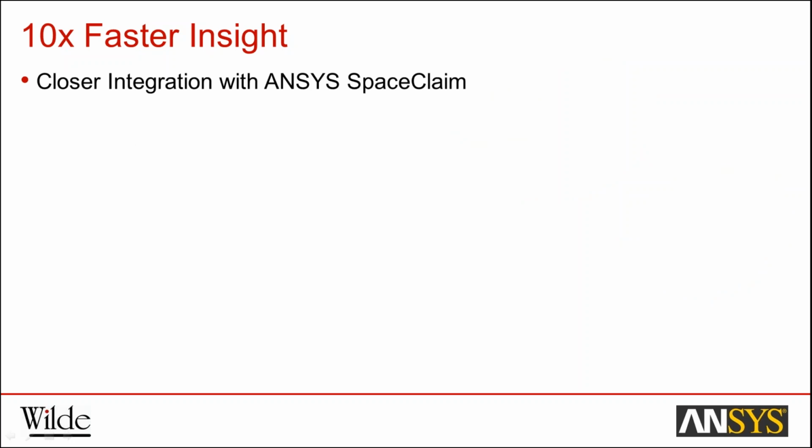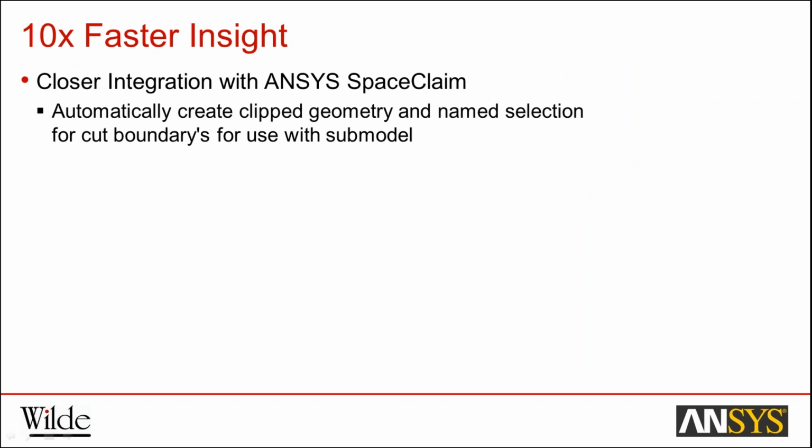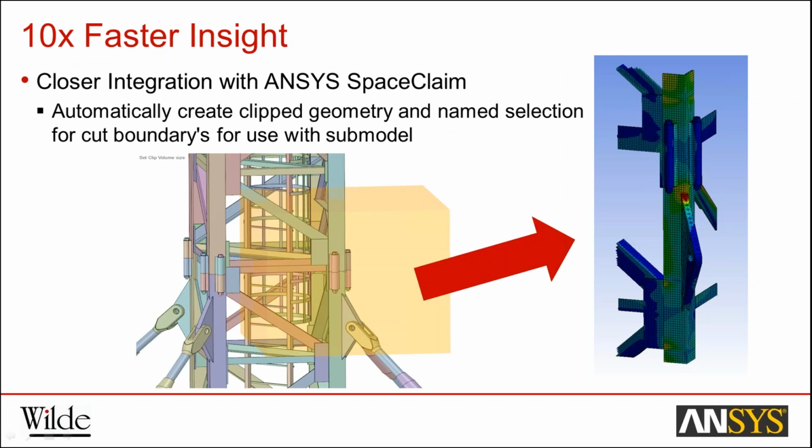So if we start to look at some of the updates to SpaceClaim, the first one is we've now got an automatic tool for creating clip geometry and a named selection for the cut boundaries when we're creating submodels in Workbench. So what we'd use this for, if we're using submodels in Workbench, we can define a clipping volume in SpaceClaim. SpaceClaim will then automatically clip the geometry. It will also automatically create a named selection that will be imported into ANSYS Mechanical of all the cut boundaries that we can then use in Mechanical to define our imported loads from our global model. So this just really streamlines the process of creating submodels from larger geometry.